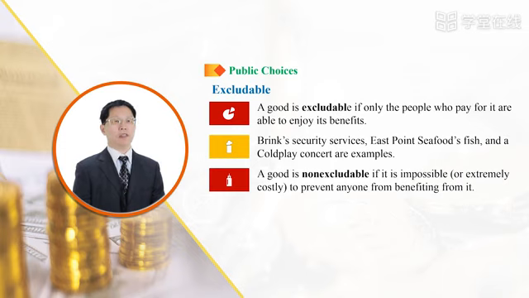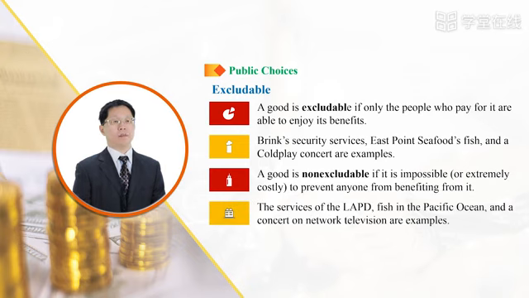A good, service, or resource is rival if its use by one person decreases the quantity available for someone else. A blouse or a slice of pizza is rival. A good, service, or resource is non-rival if its use by one person does not decrease the quantity available for someone else. Watching television or national defense is non-rival.